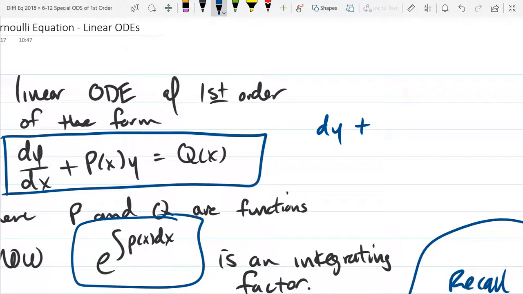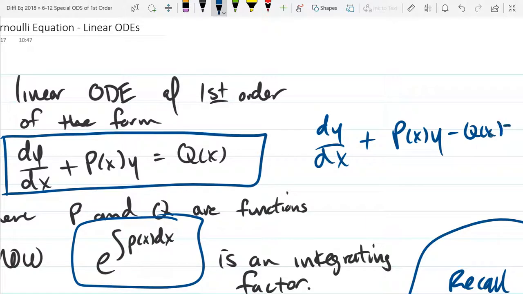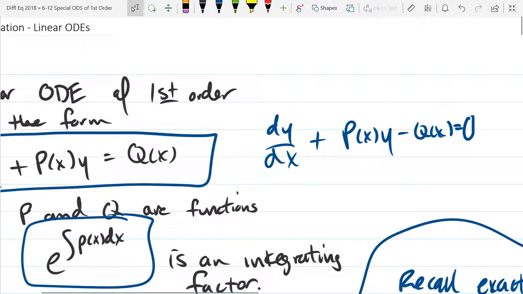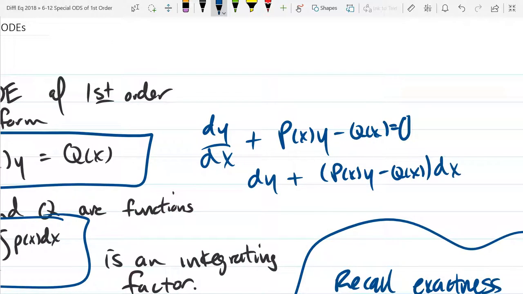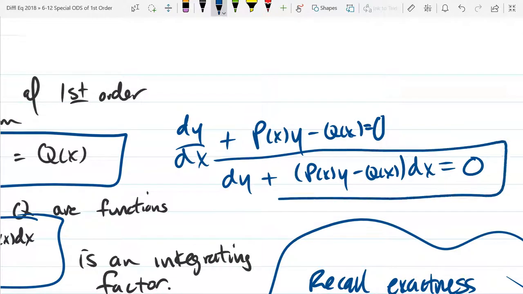But the question is, what's left over? Would it be in this form? So if I distribute my dx, but first, dy over dx, let's do that subtraction first. So we got p of x, y minus q of x equals 0, and then distribute dx. So it's actually a pretty restrictive form. So this would be an alternative version right here.